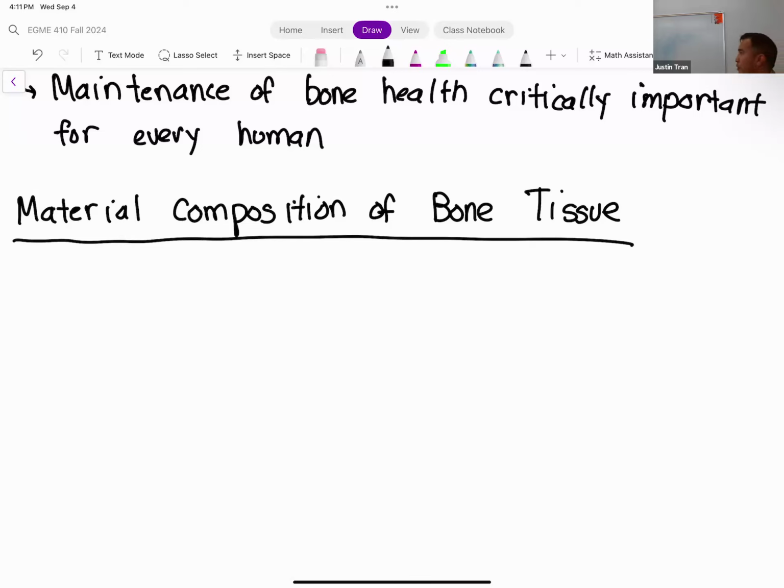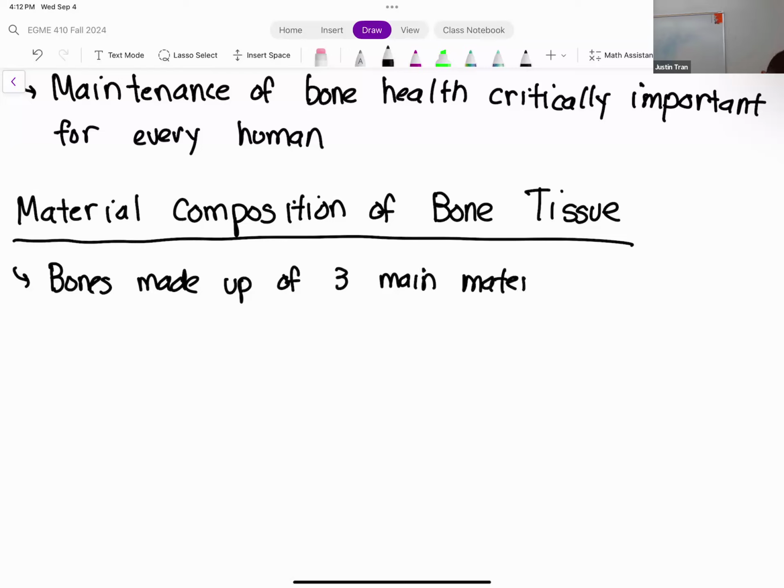Okay, so like I mentioned before, it's really important for bones to be strong, and so its material composition reflects this. Okay? If you look at the material composition of bones, it's really made up of three main materials. It's a complex material. It's not something that's uniform, like it's not just a uniform aluminum or anything like that. It's really kind of a composite of multiple things.